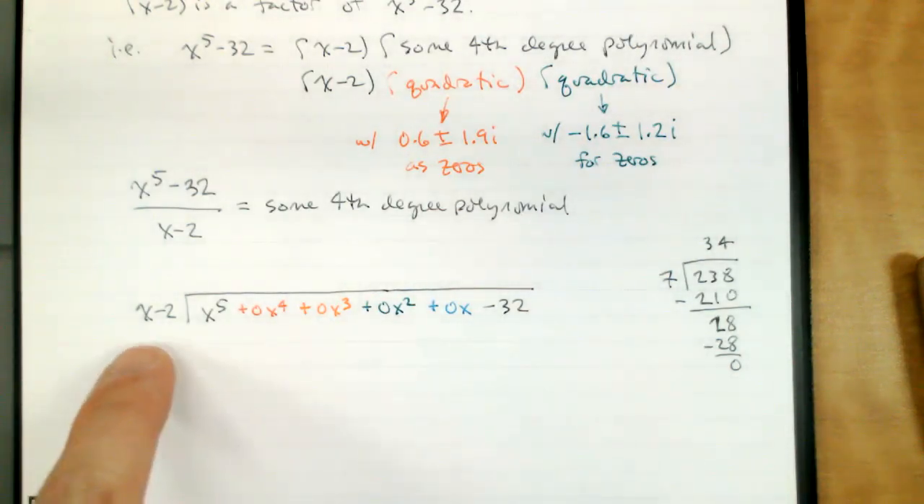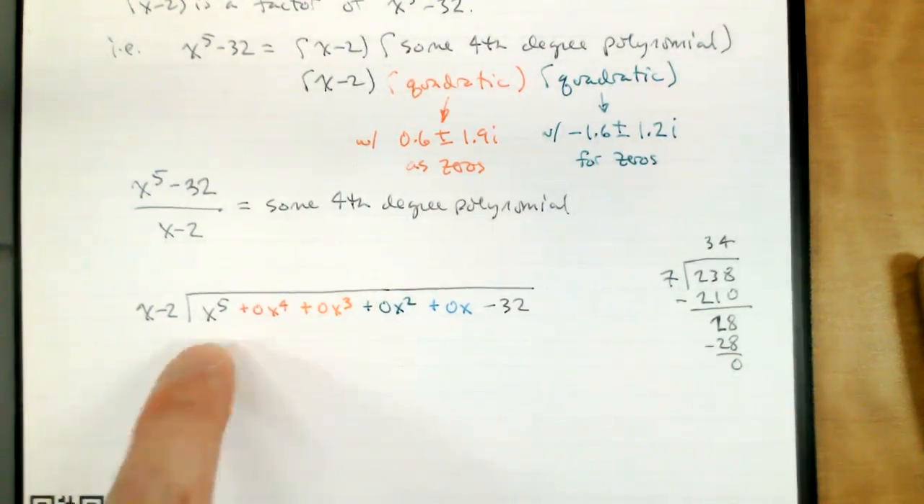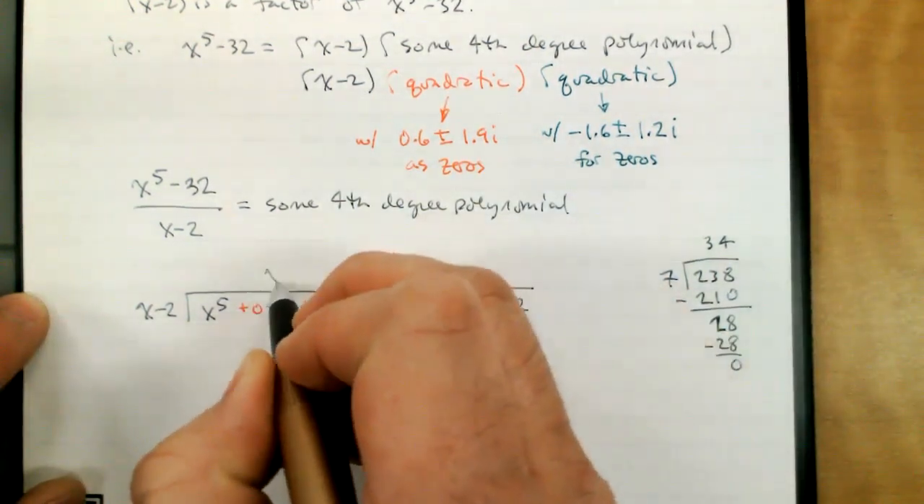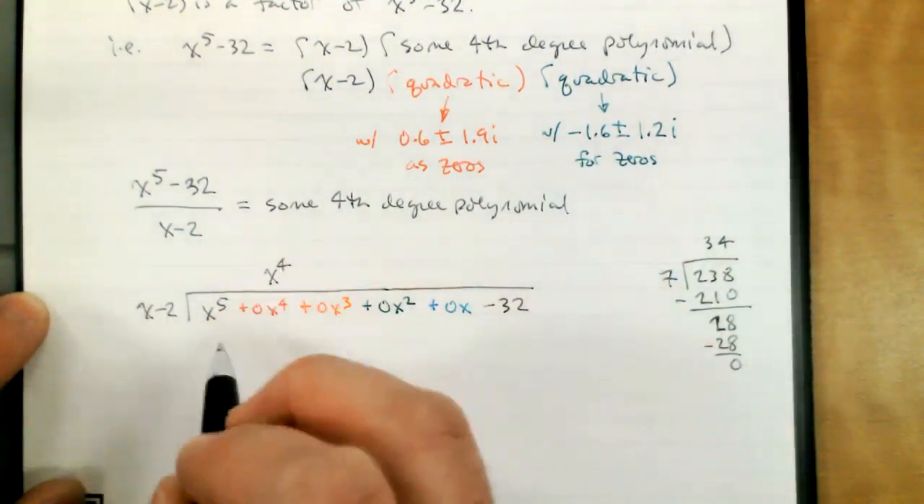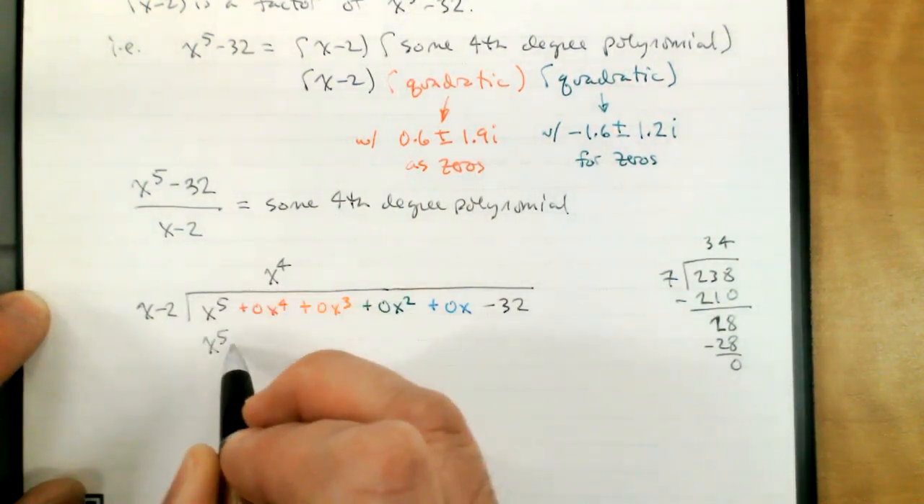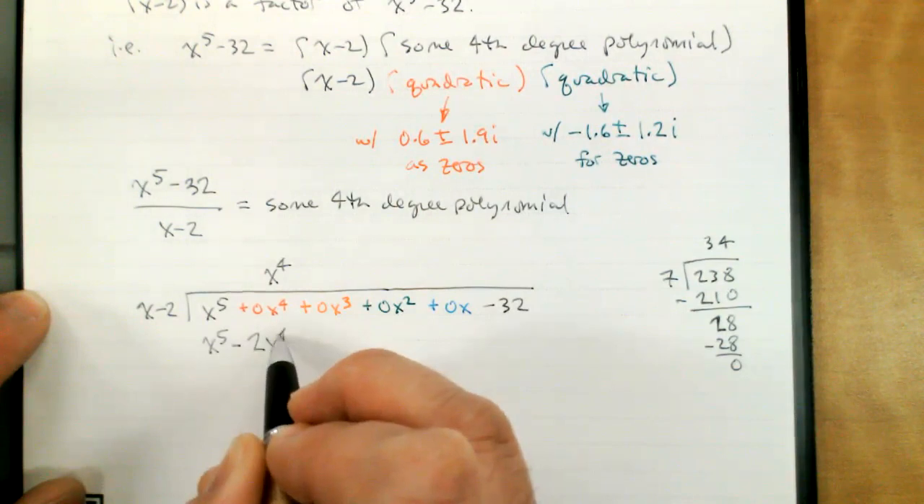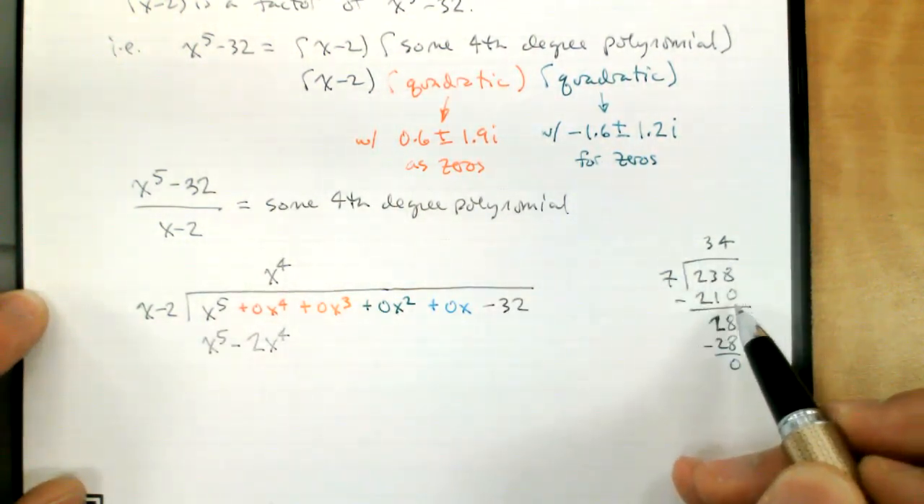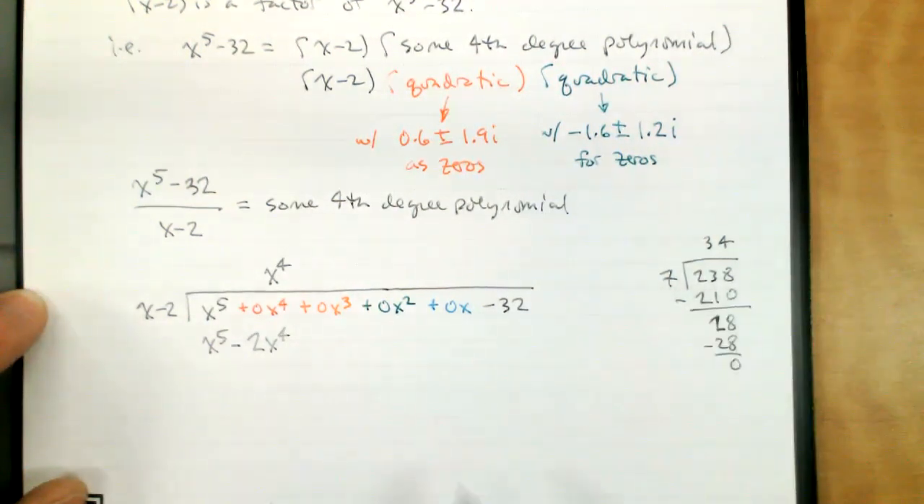How many times can I subtract x minus 2 from x to the 5th without going negative? Well, to even do that subtraction, I have to multiply x times x to the 4th. X to the 4th times x is x to the 5th. X to the 4th times minus 2 is minus 2x to the 4th. That's the same thing we did over here. We said 30 times 7 is 210. Subtract the 210 from the 238.